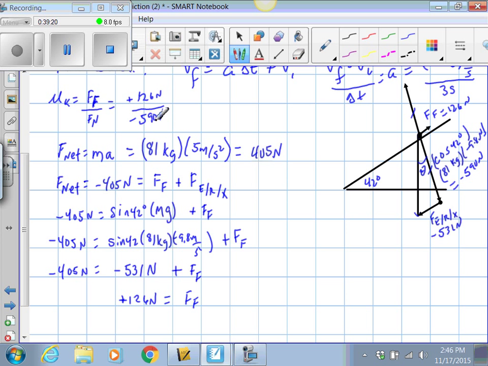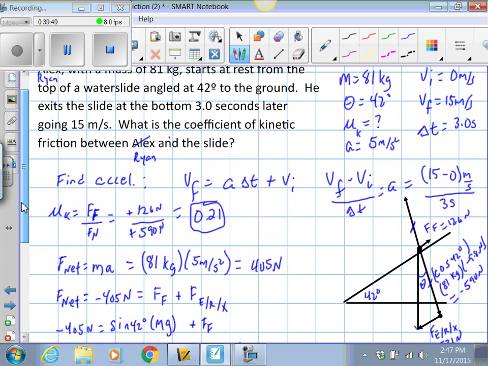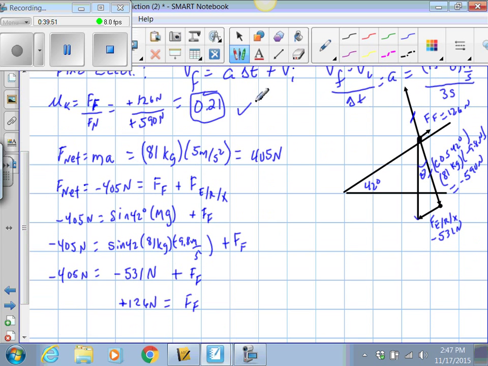Okay, do I leave a negative there? Because it's actually this value, which is going to be equivalent in magnitude, opposite in direction. So now I've got positive 126 over positive 590. 0.21. And that would be the final answer. Let's go back and check the problem to make sure that's what we're looking for. What is the coefficient of kinetic friction? So that is what we're looking for, 0.21.